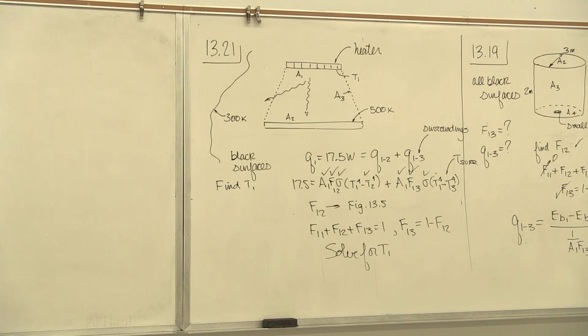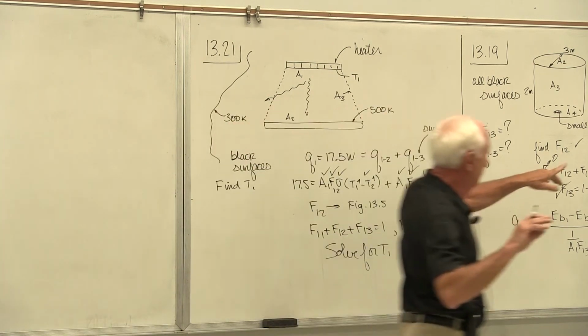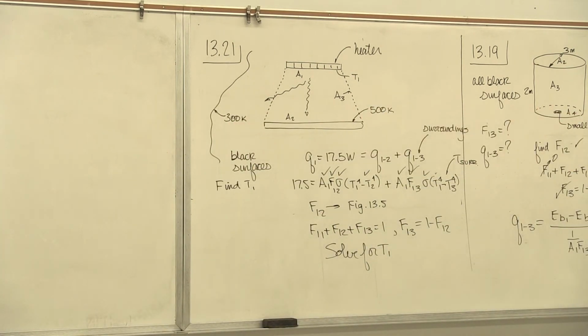For 13.19 and 13.21, I believe there were equations in the table that let you solve for F12. Yeah, that's right. Your choices on the exam, for instance, would be to use figure 13.5 or the equation. That's fine.